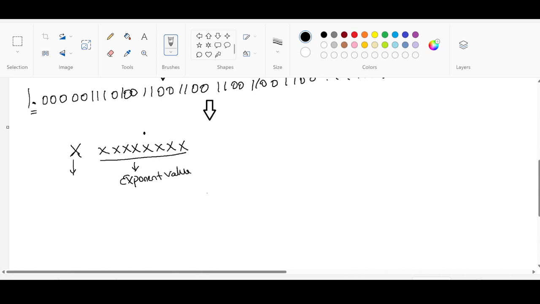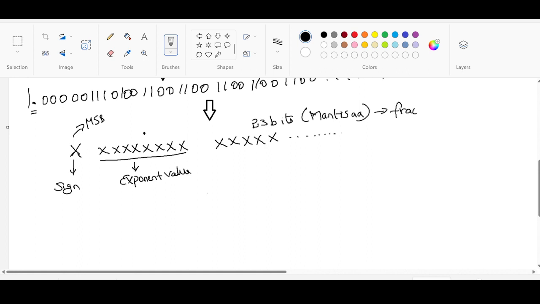This first bit is reserved for the sign, right? This is called the MSB, most significant bit, which is always reserved for the sign. If it is a negative number, you use 1. If it is a positive number, you use 0. And the remaining 23 bits, we call it the mantissa, and it is reserved for fractional values.